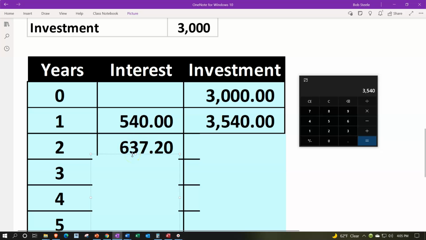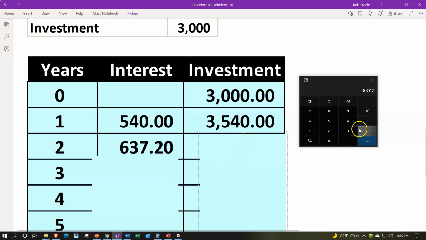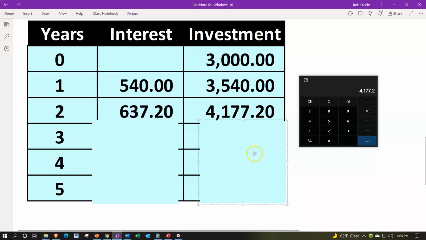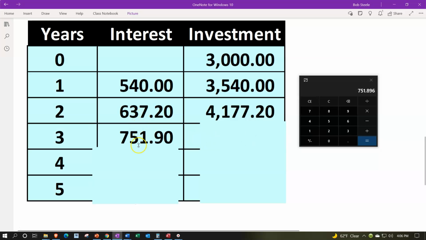So we're going to say the 3,540 now and multiply that times the 0.18. That means interest for year 2 is going to be $637.20. If we take that and add it to the 3,540 we started with at the end of year 1, we're now at, after year 2, $4,177.2. If we take that as the starting point and multiply it times 0.18, we're then going to get the $751.90. And if we add that to our starting point of the 4,177.2, we're going to get now the ending point of the 4,929.